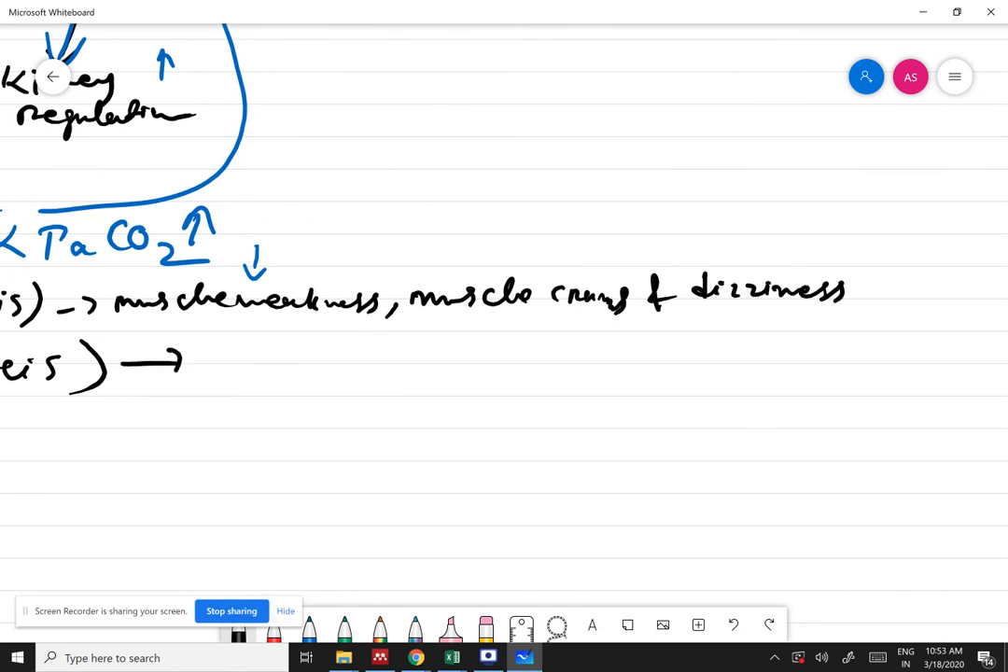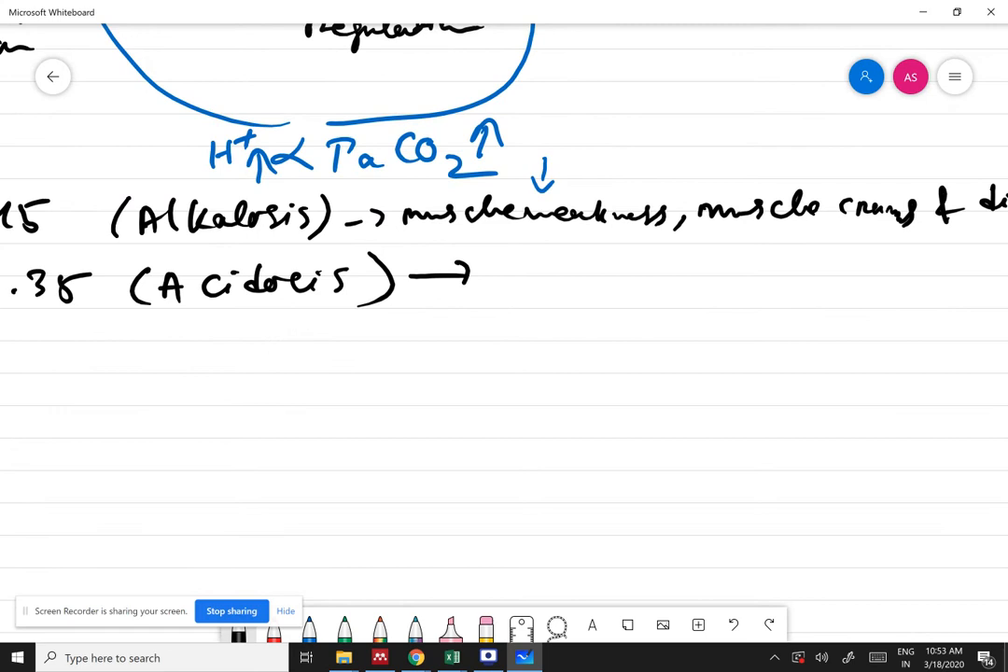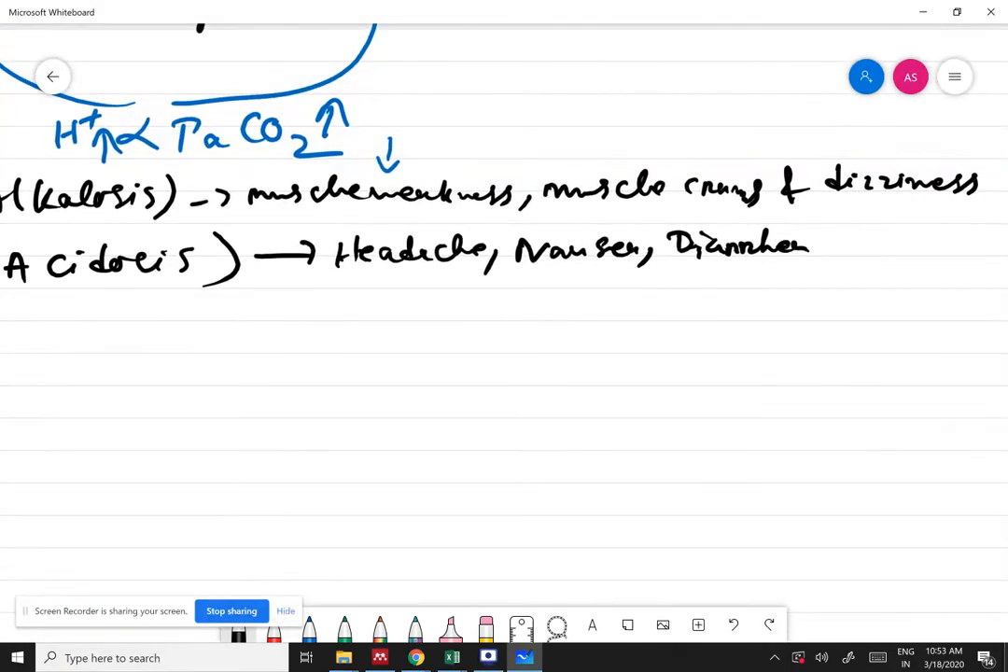While acidosis can lead to headache, nausea, diarrhea, vomiting, seizures, and protein denaturation.